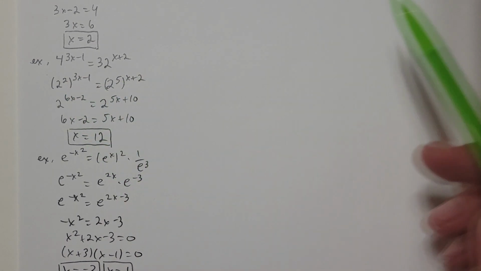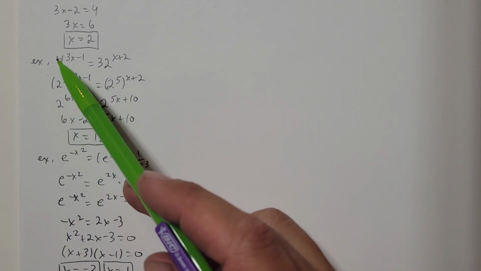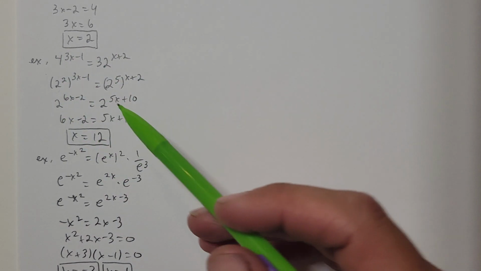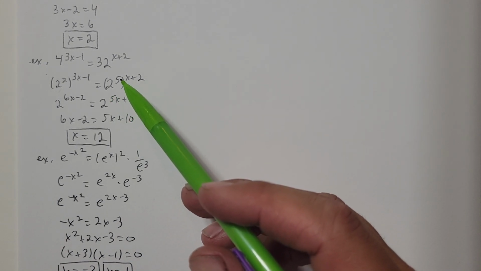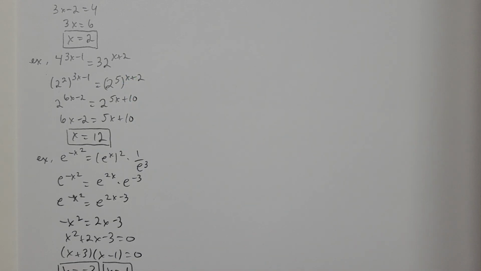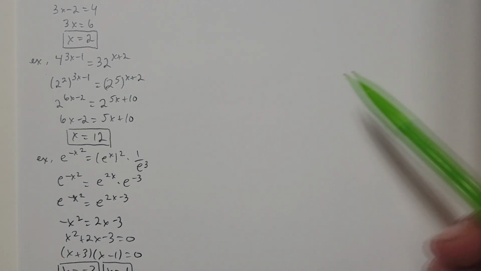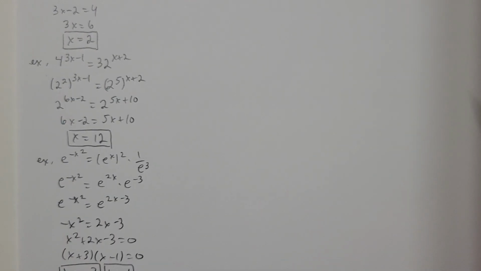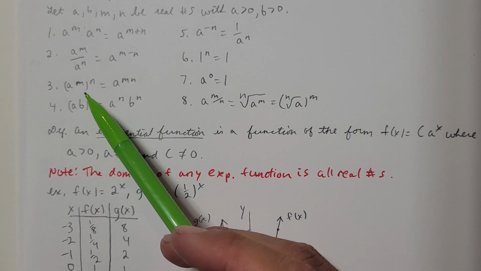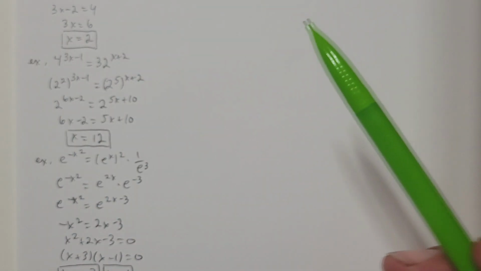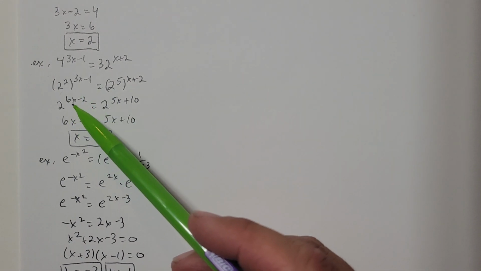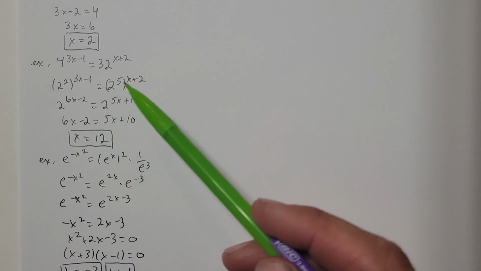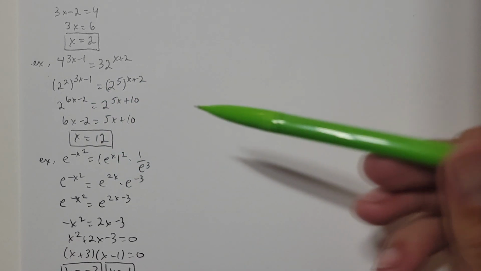We'll get base 2 on each side. So 2 squared, that's the same as 4. And 2 to the 5th power is the same as 32, right? If I take 2 times 2 times 2 times 2 times 2, I get 32. And by my rules of exponents here, so I'm using law number 3 here, I'm supposed to multiply these powers. Okay, so 2 times 3x minus 1, that's going to be 6x minus 2. 5 times x plus 2, that's 5x plus 10.